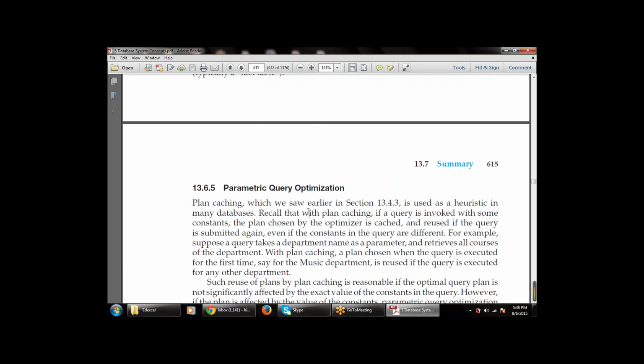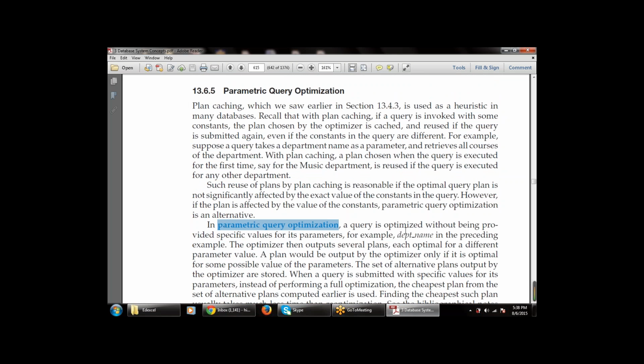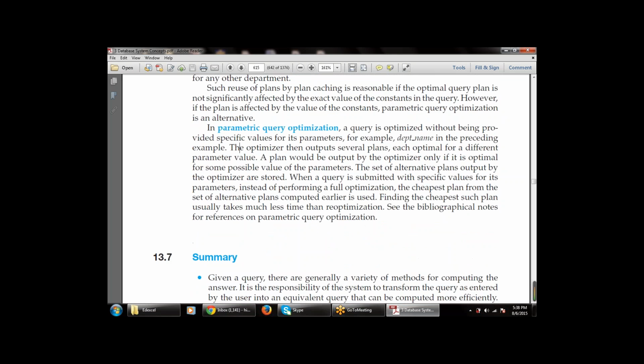The next is parametric query optimization, which is used with a heuristic approach in many databases. In parametric query optimization, a query is optimized without being provided specific values for its parameters, for example, department name in the preceding example, which is used as the parameter.